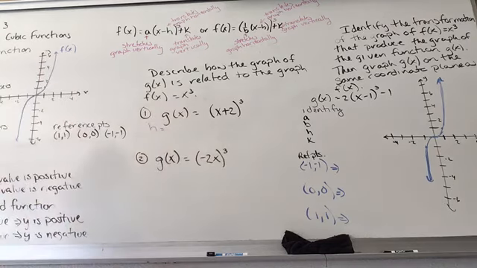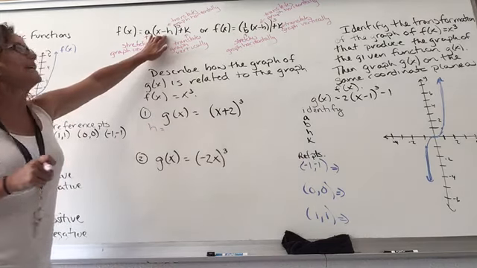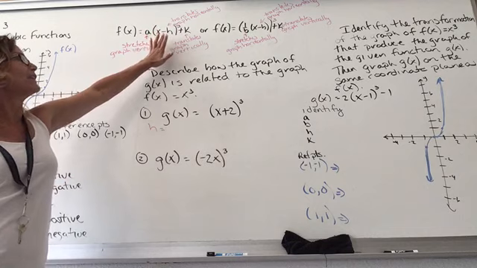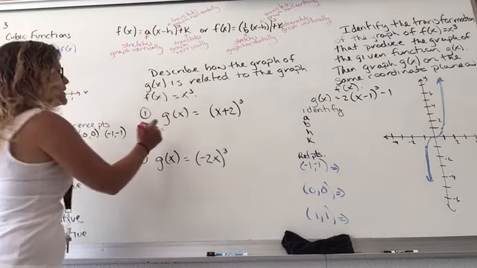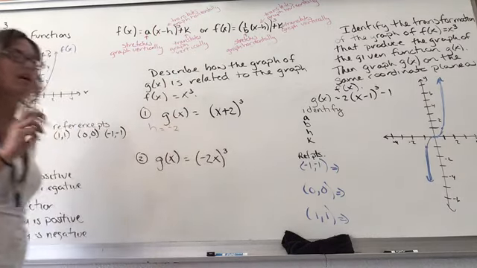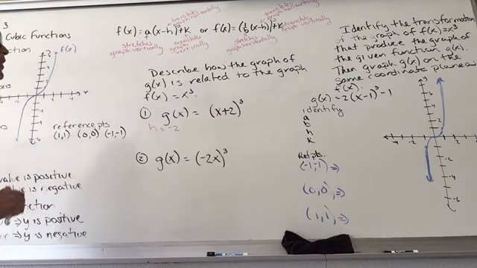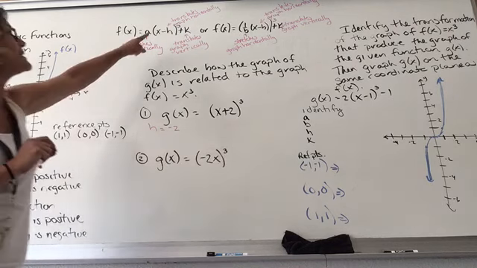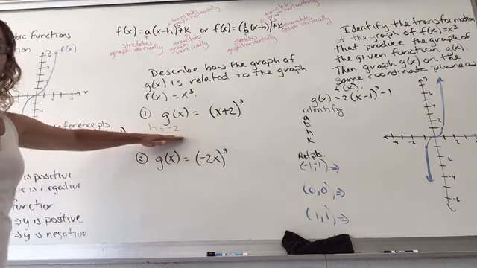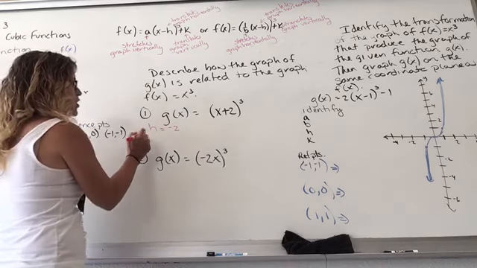Now, we need to identify what h is. And remember, it says minus h. So the only way to make that a negative is if that h value truly is a negative, because a double negative is going to cause it to turn to a positive. So we're going to describe how it's related. This means that the graph is being translated horizontally 2 units left. And that's all we're going to write.